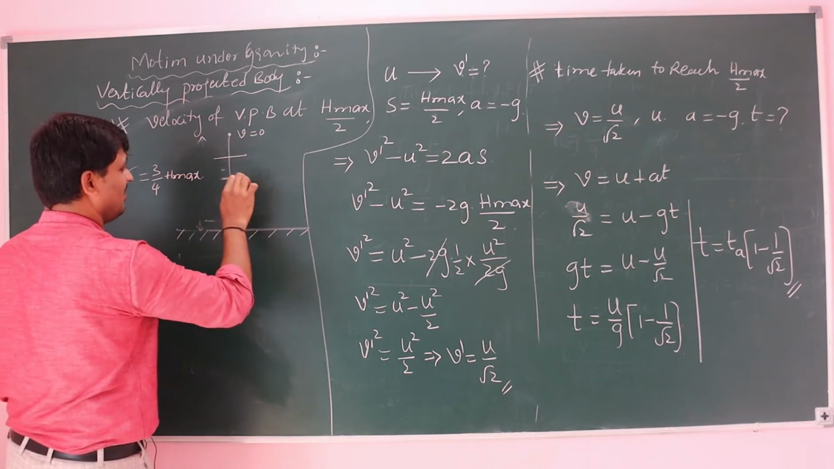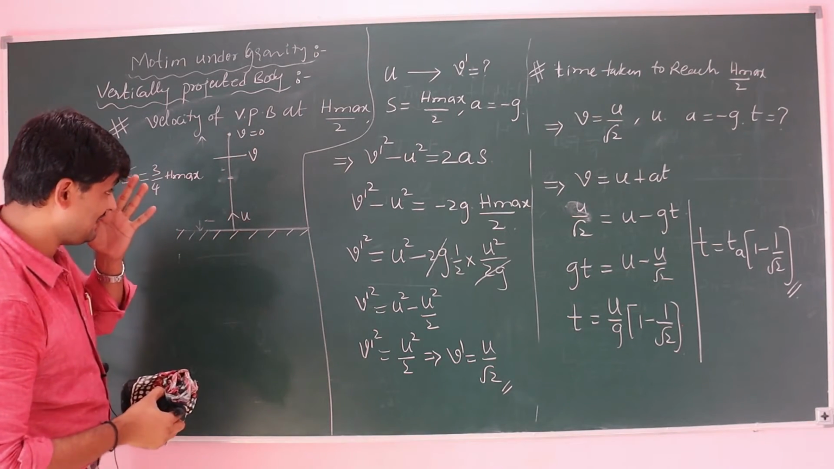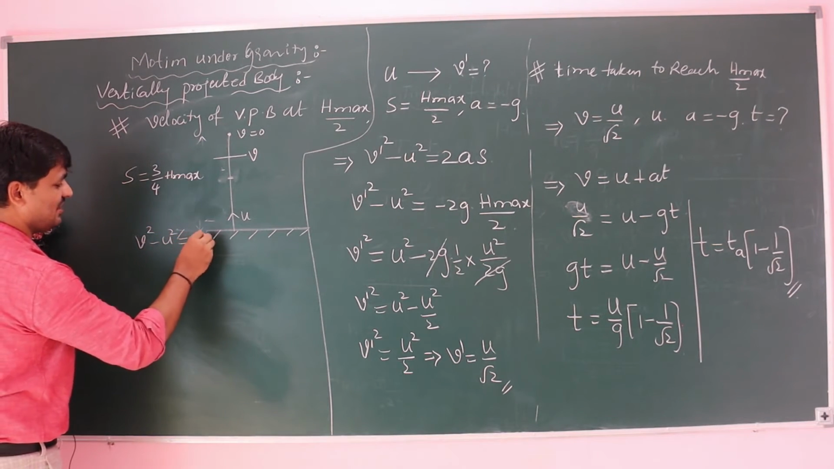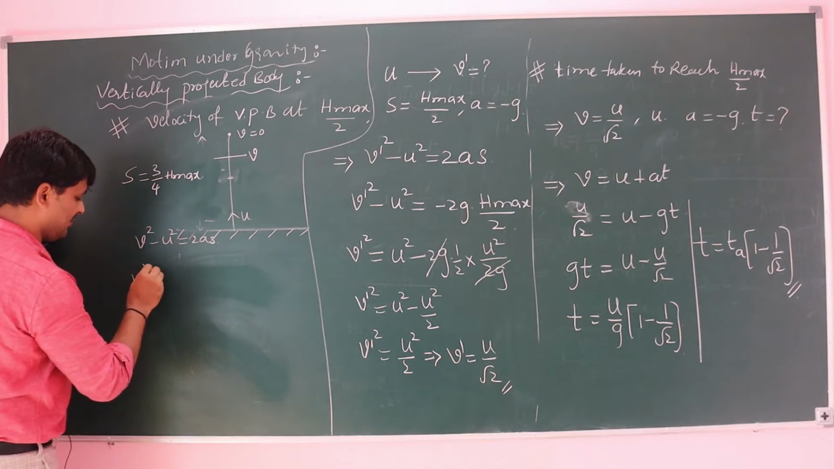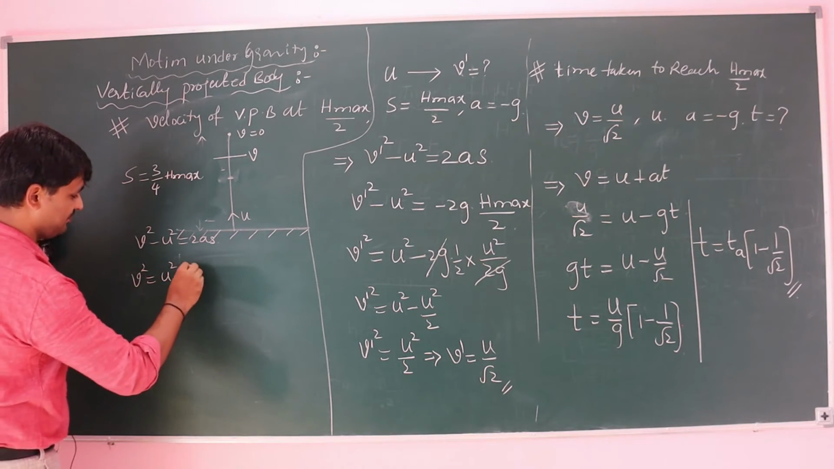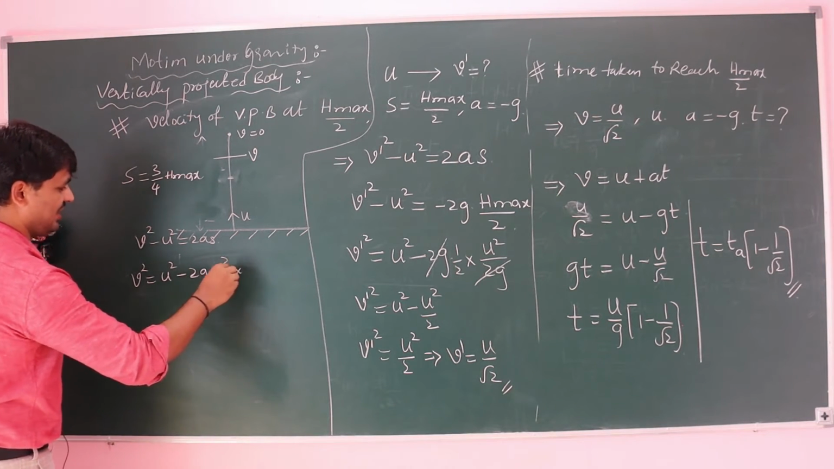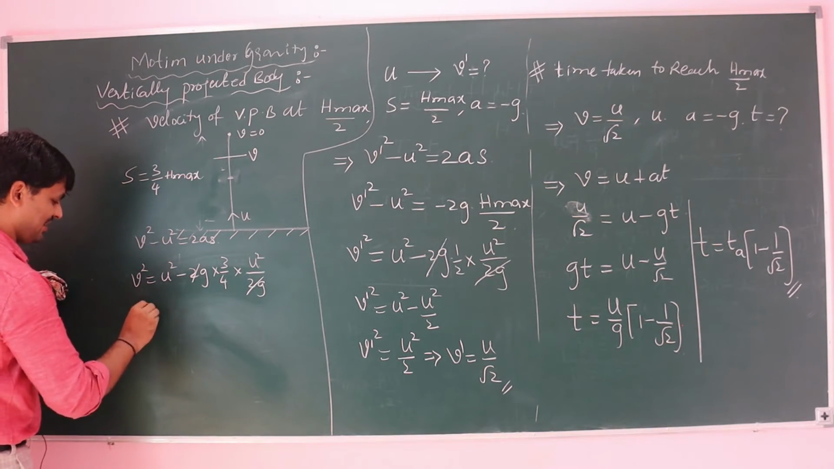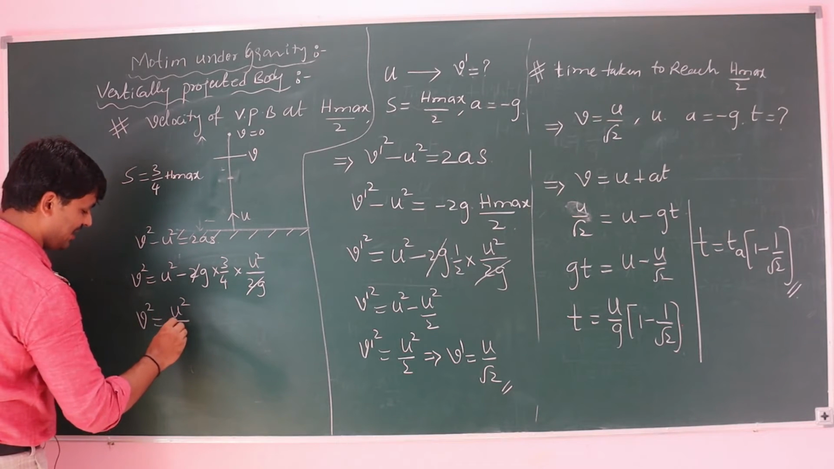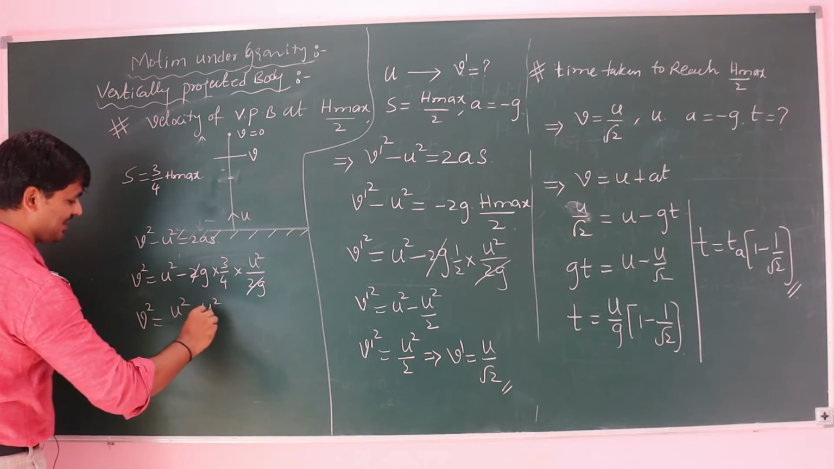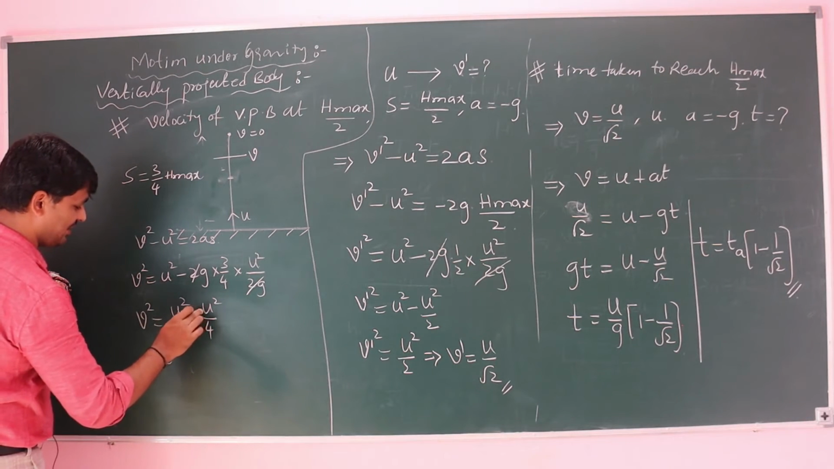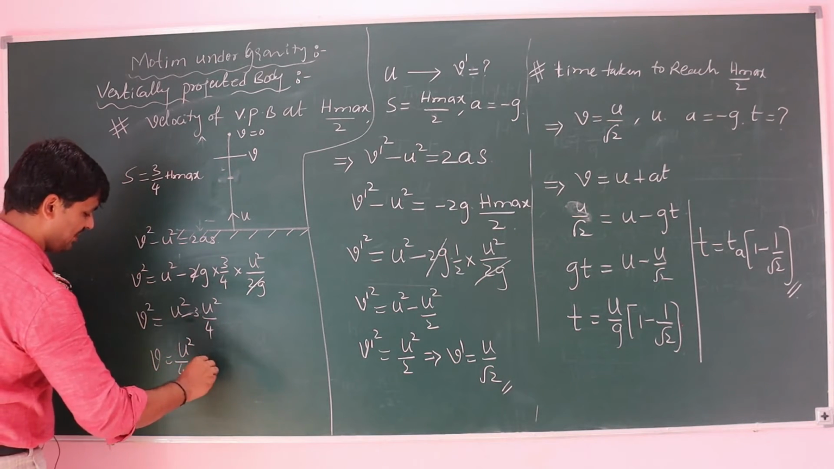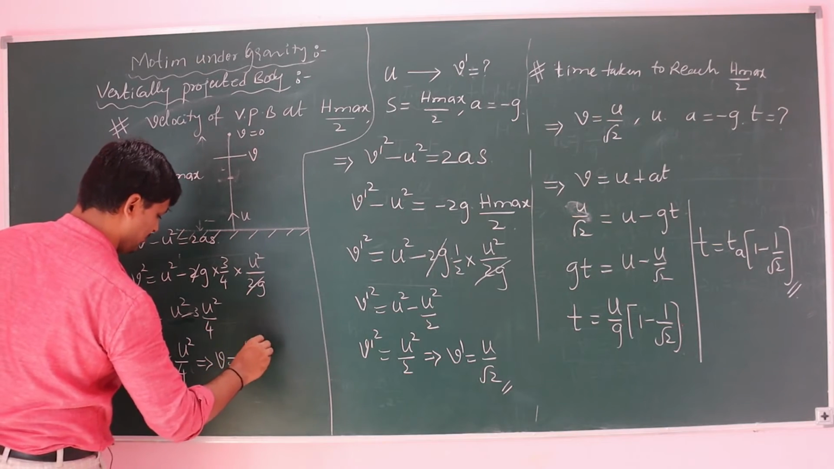And remaining, what is the velocity at this point? You can apply the same formula: V square minus U square is equal to 2as. Here V square is equal to U square minus 2g into 3/4 of h max. U square by 2g, 2g cancel. So then V square is equal to how much you can get? U square minus 3U square by 4. Then you can get U square by 4. Then V is equal to U by 2.